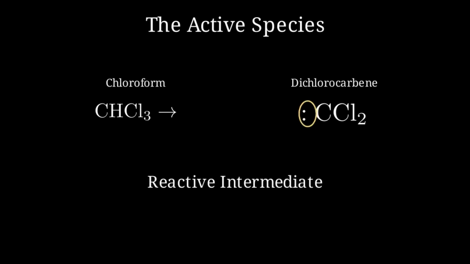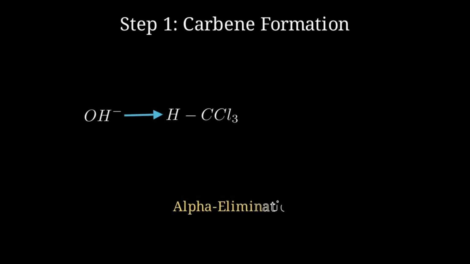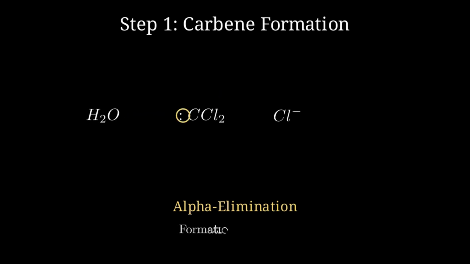This electron-deficient intermediate is generated in situ and acts as the electrophile that attacks the electron-rich phenol ring. First, a strong base like potassium hydroxide deprotonates chloroform. The resulting carbanion quickly loses a chloride ion through alpha elimination. This creates dichlorocarbene, a neutral carbon atom with only 6 valence electrons and a vacant p orbital.